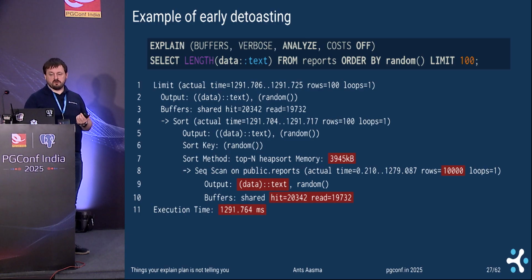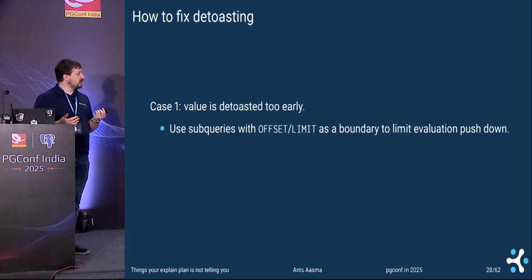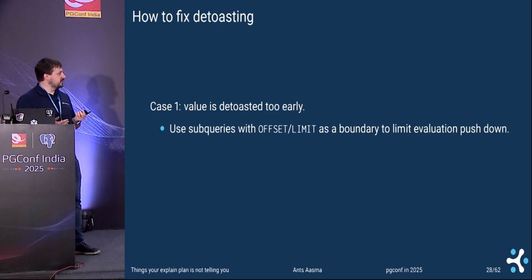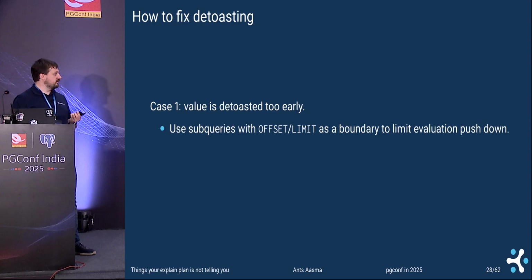And the reason for this is that we are actually detoasting immediately after we find the row. We detoast the data value, and then we sort it, and then we limit it. So how to fix this type of stuff? In this case, we were detoasting too early. We were detoasting and then throwing the value away because it was not in the top 100.